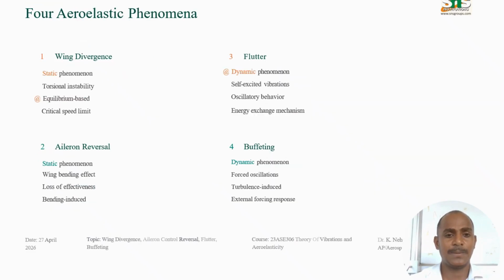Now, coming to the comparison of the four aeroelastic phenomena. Among the static phenomena, wing divergence gives torsional instability and aileron reversal gives loss of control effectiveness, whereas among the dynamic phenomena, flutter behaves as a self-excited vibration and buffeting gives a forced vibration due to turbulence. Static phenomena depend mainly on stiffness, whereas dynamic phenomena depend on mass, damping, stiffness, and airflow interaction in a wing.